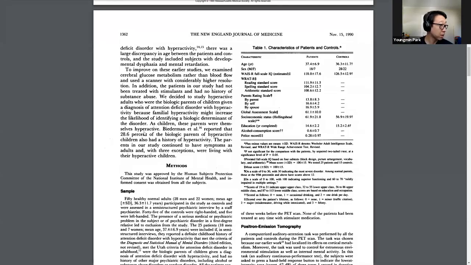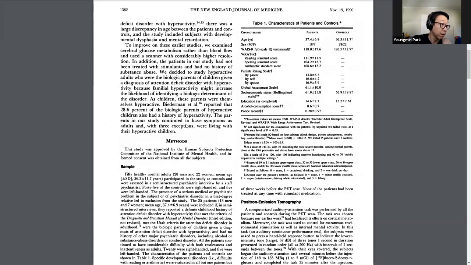"As children, these parents were themselves hyperactive." Yeah. So the ADHD patients chosen for the study are parents that have hyperactive children, and then the parents themselves as children were also diagnosed as hyperactive. And they also explain the criteria used, the Utah criteria, which for a long time was a standard set of criteria used to diagnose hyperactivity.